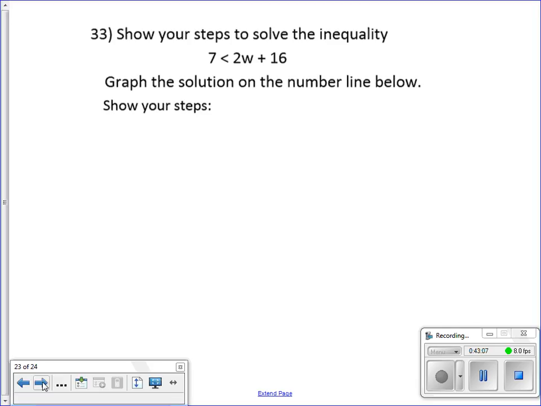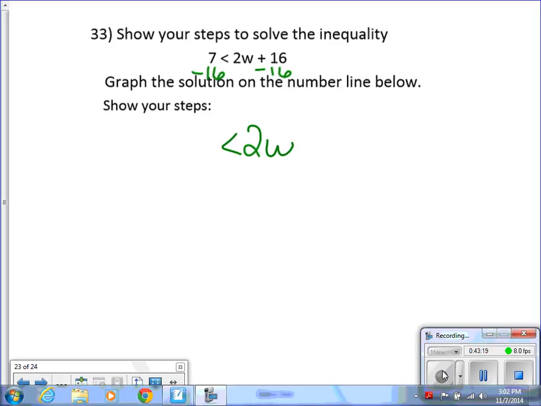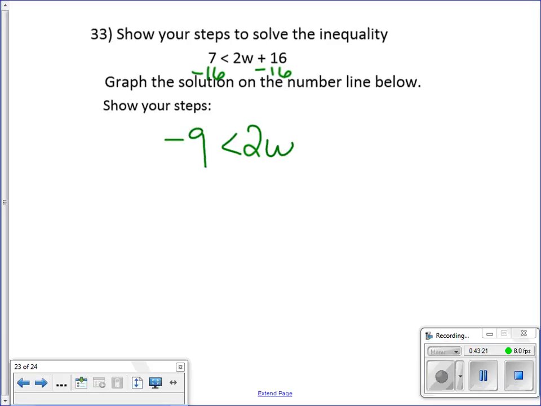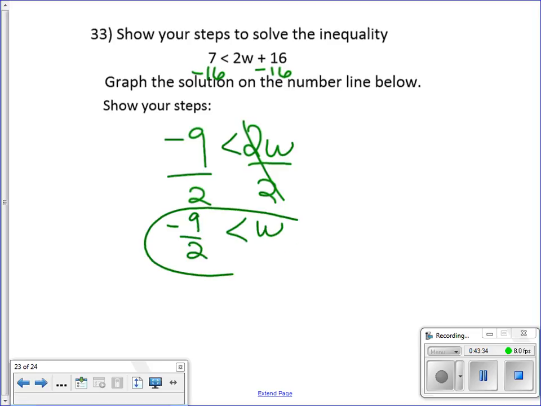Now we need to, again, do the same thing here. I'm going to minus 16 from both sides to get rid of this. So I get 2w, and on this side is negative 9. Divide both sides by 2. So I'm going to leave it like this, negative 9 over 2. I divided by a positive, so I didn't switch my signs around. And that would be my answer.